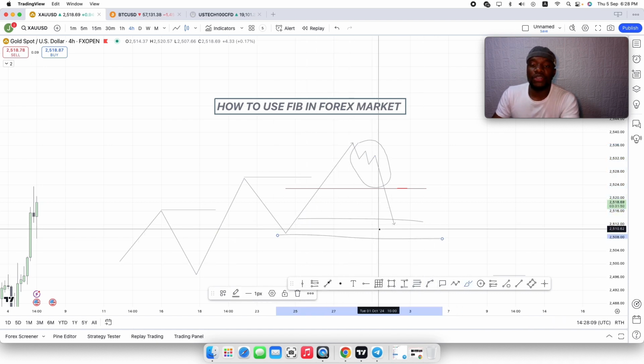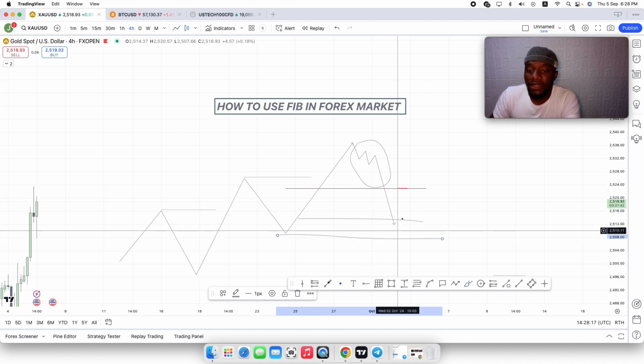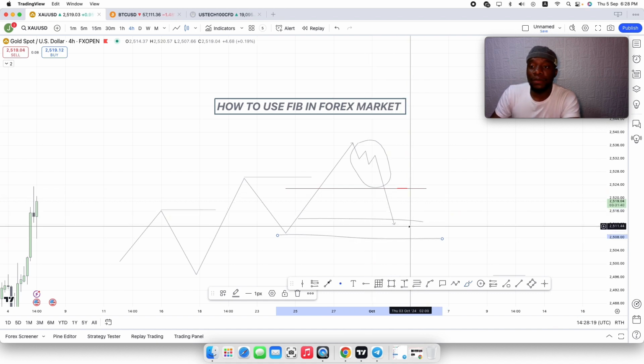Why? Because the trade already is on a pullback and it has gone to that discount area. So now you see the market coming to a discount area, this is whereby you start preparing to buy. You don't prepare to sell anymore. You start preparing for a buying position.